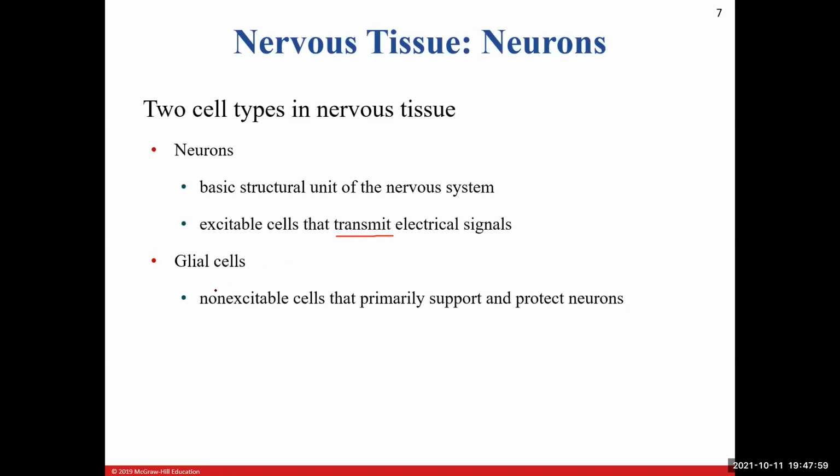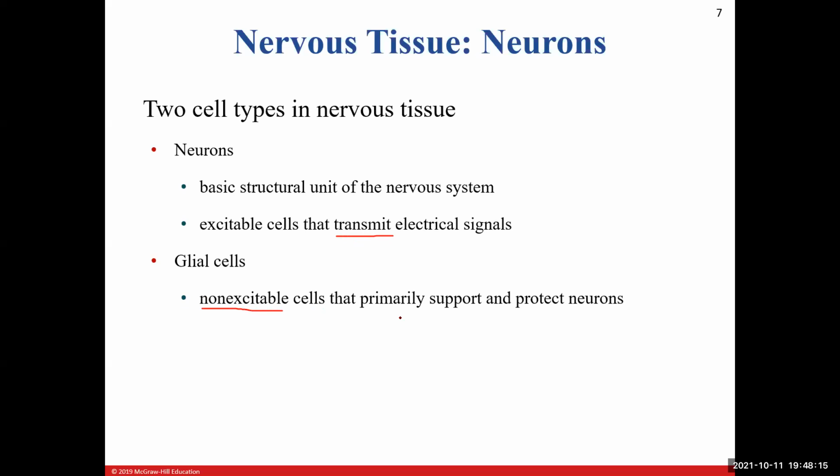Then, of course, there are the glial cells. They're the non-excitable cells. They cannot transmit information. But what is their job? Everything else. They are the gopher. They are the protector.